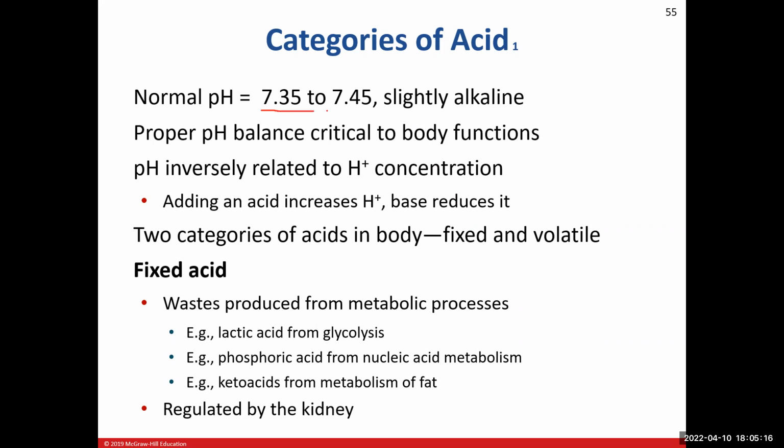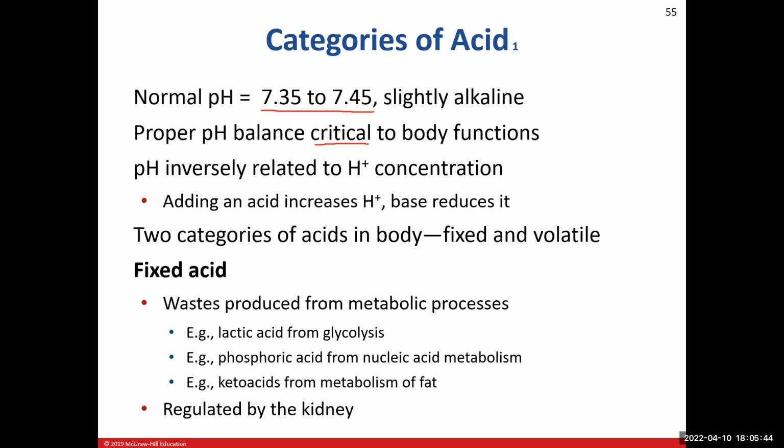The normal pH in our blood is going to be 7.35 to 7.45. Normally we're looking for about a 7.4 as our set point value for our blood. So as you notice, it's going to be slightly alkaline. Now, if it falls outside of this range, then we fall outside of homeostasis and we lose that balance. That can be a problem because that proper pH is critical to body functions.